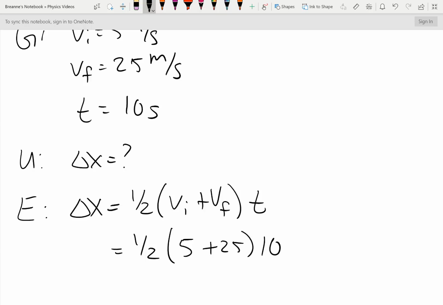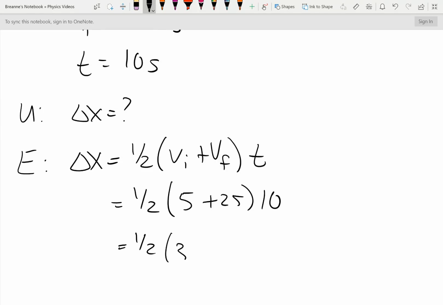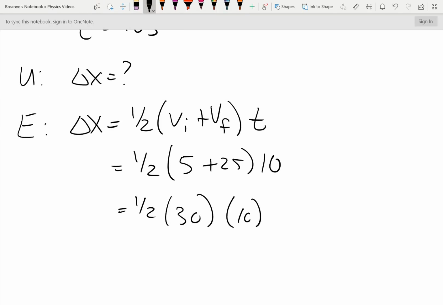Remember, you have to do parentheses first because of PEMDAS. So 5 plus 25 will give you 30. And then it doesn't matter what order you multiply in. You just do 30 times 10 divided by 2, or 1/2 times 30 times 10. Doesn't matter what order you do it in, and you will always get 150 meters as your answer.